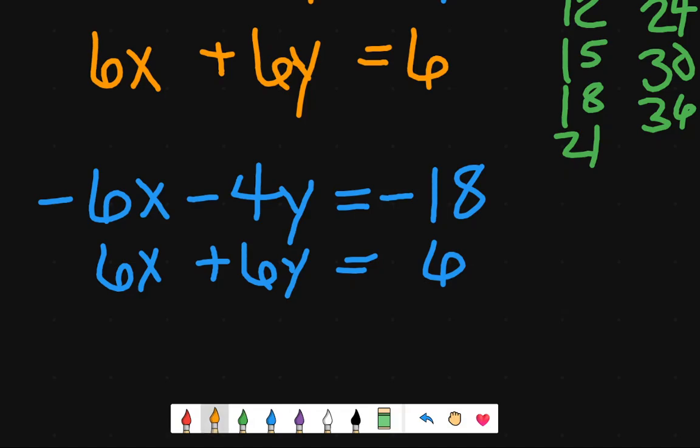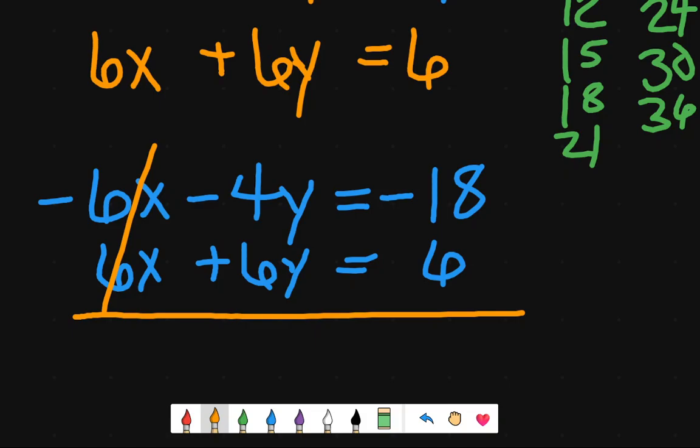So here we go. We have a negative 6x plus 6x. This is now eliminated. A negative 4y plus 6y is going to give us a positive 2y.